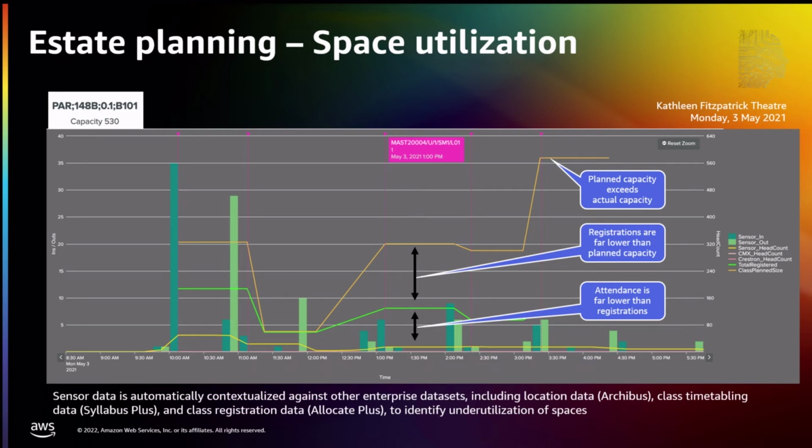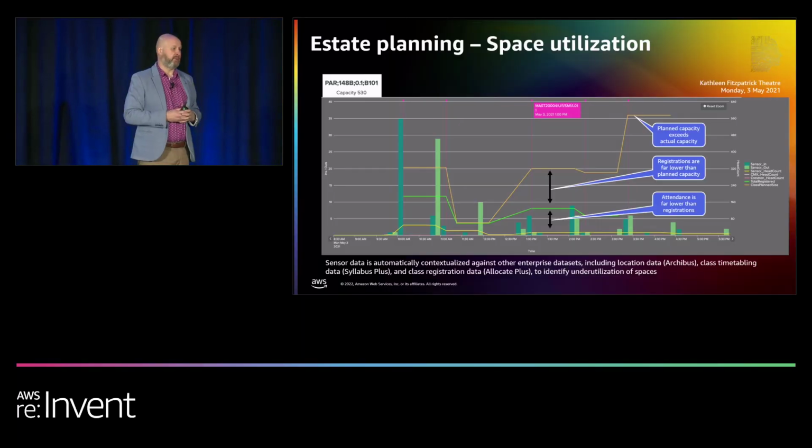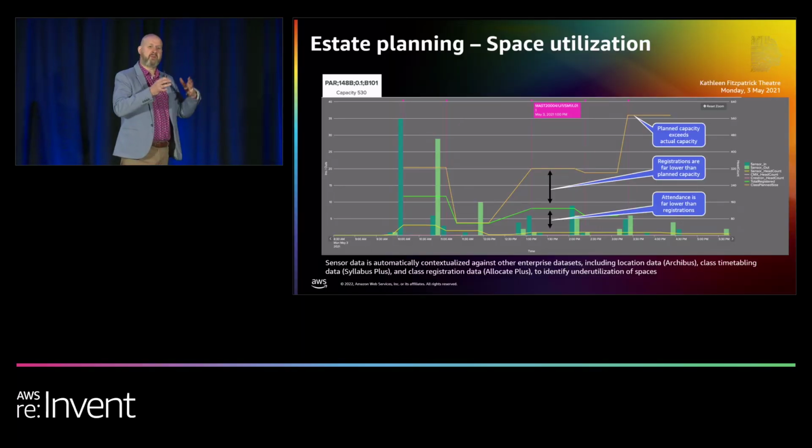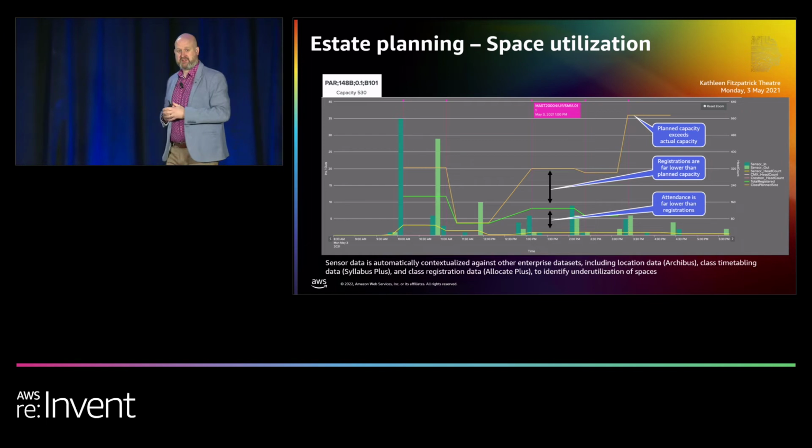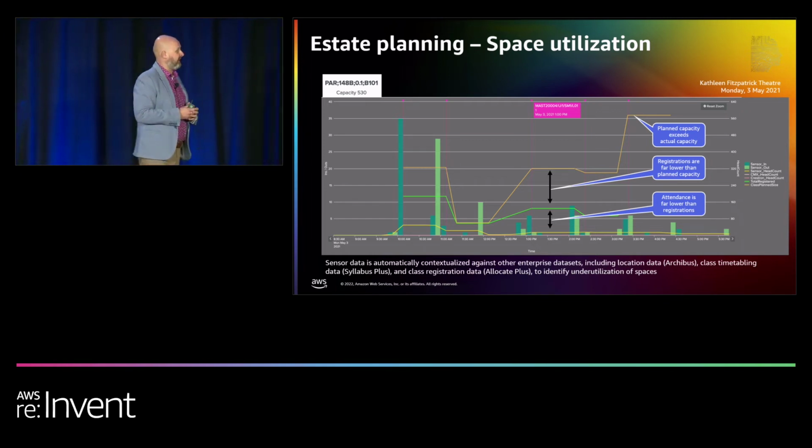So what we do at the university is we have a planned capacity, where we're going to run a subject in a room and we think, okay, we'll probably get X number of people registered for this subject. So already we've highlighted a problem that we need to take back to our timetabling people and say there's a mismatch between your planned and your actual capacity.